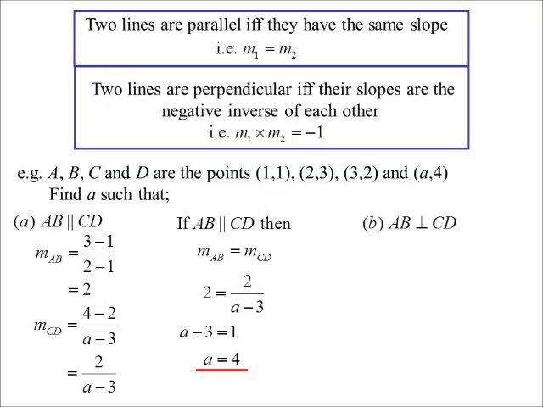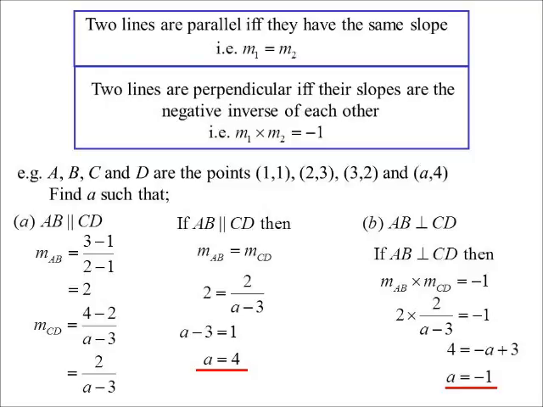Let's have a look at it such that AB is perpendicular to CD. In this case, the fact we know that they're perpendicular, we can conclude that the slopes multiply together to give -1, and we've already worked out the slopes over here. So now solve this little equation and we get A is -1.